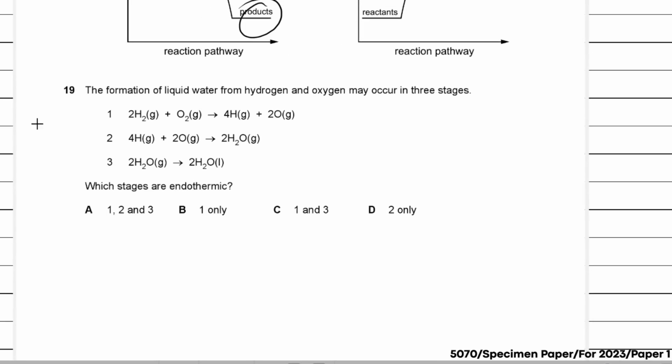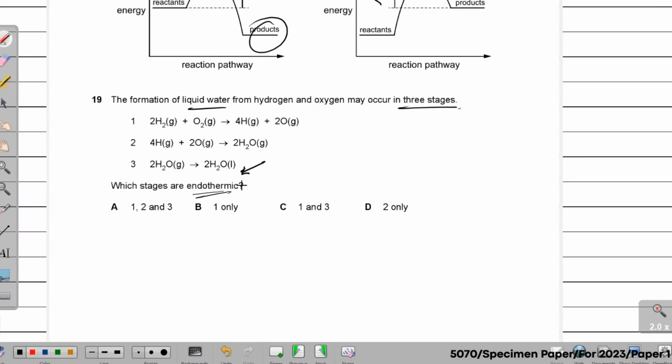Let's move on to the next question. So number 19, the formation of liquid water from hydrogen and oxygen may occur in 3 stages. Which stages are endothermic? So an endothermic reaction refers to bond breaking. If there is a bond, you need heat energy to break the bonds.